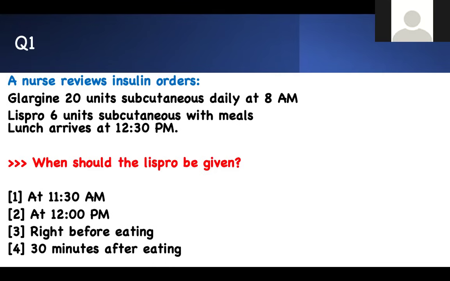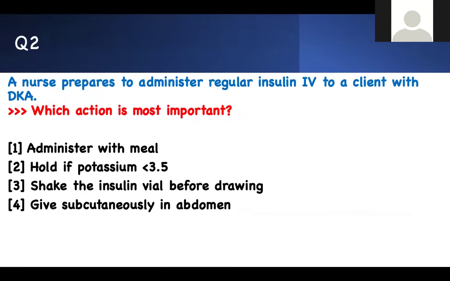If you give them 30 minutes before or an hour before, they're going to have hypoglycemia. If you give them after too, hypoglycemia. Therefore, 3 is the best answer, right before eating. You see how you take the concept and use it to answer the question. So Lispro, know about it. Glargine is a long-acting.